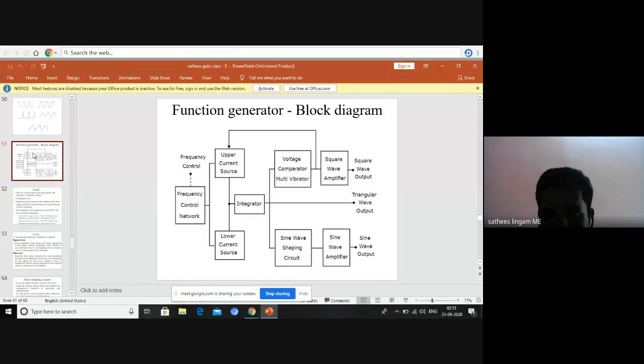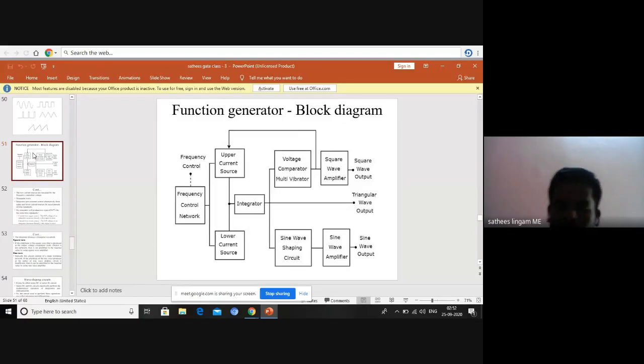Now our headache is to create the square wave output and the sine wave output. That is the question, because there we need some comparison. The square wave output and sine wave output are created from our triangular wave output only. So the triangular wave output is given to the voltage comparator multivibrator.